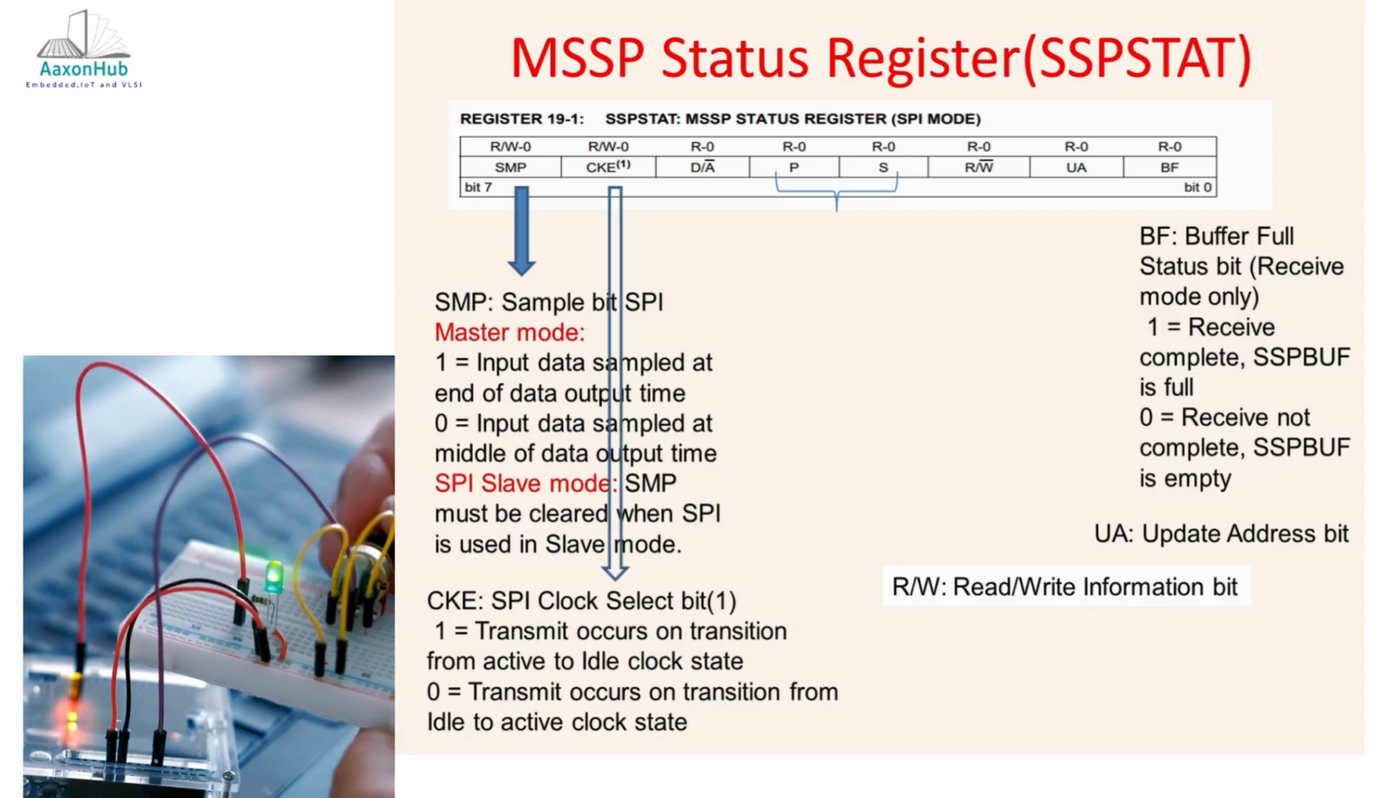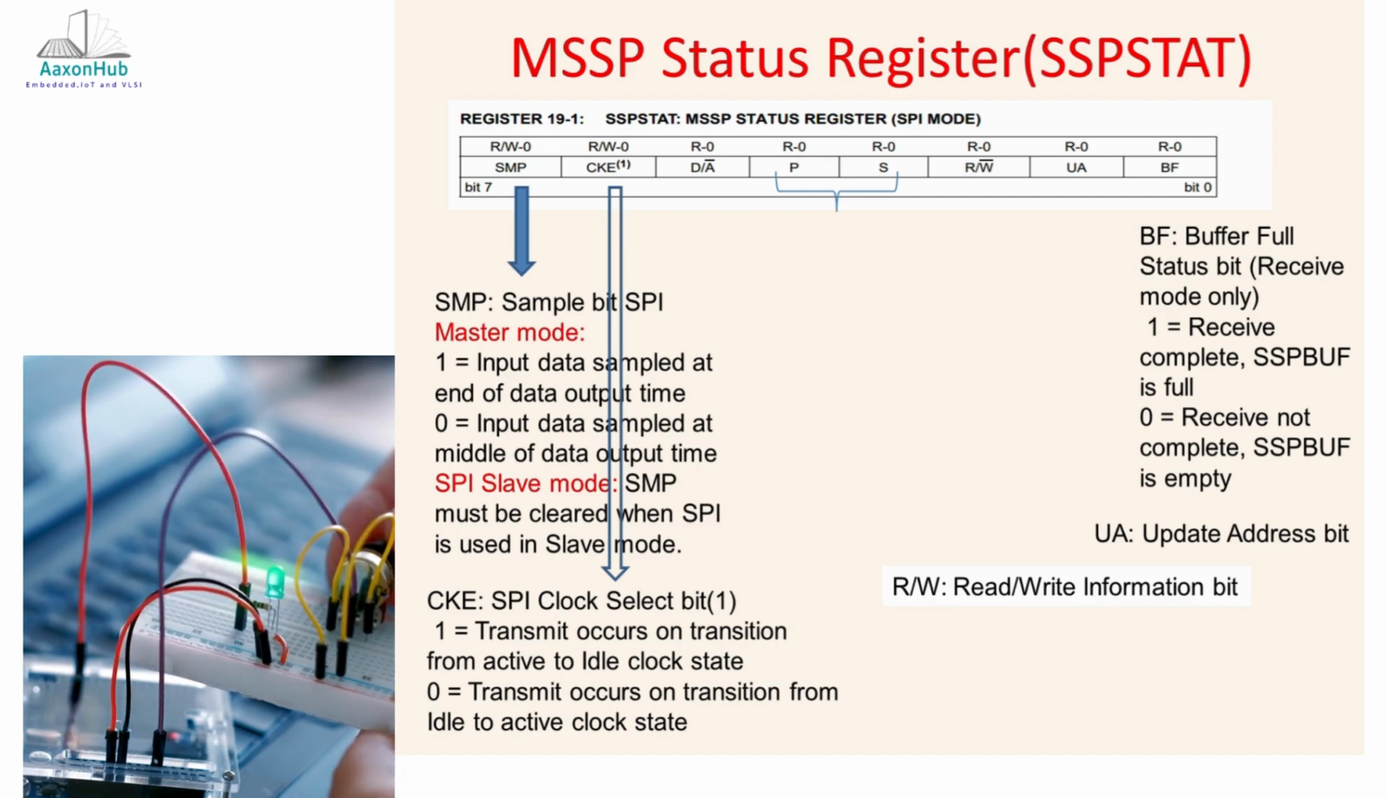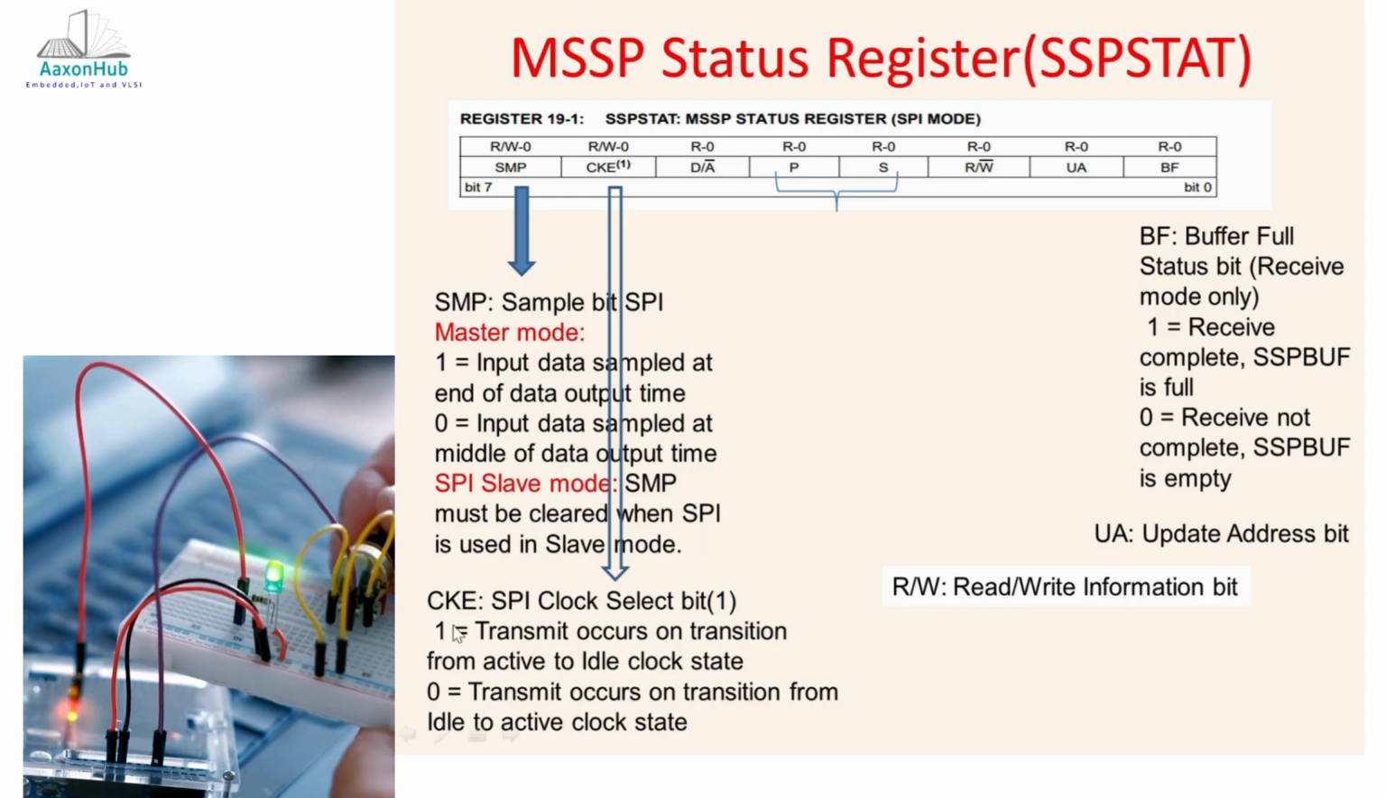Next bit is the CKE bit. CKE is nothing but the clock enable bit. It concerns the transition of the clock. When this bit is 1, the clock transmits from the active to the idle state, so a high to low transition. When this bit is 0, the transition is from idle to active, that is a low to high transition. At the time of that edge triggering transition, your transmission will take place.